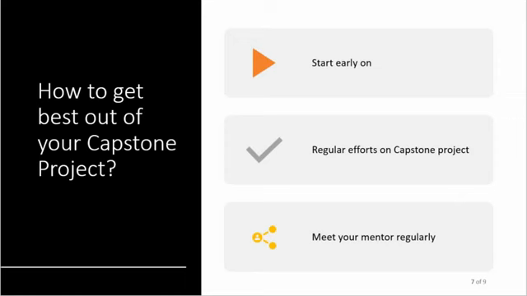And the very important thing, meet your mentor regularly. If possible, you can meet twice a week. Of course, it is difficult because when you meet your mentor, you need to do some work. Only then you can meet your mentor. We will discuss at the end of this tutorial about how you can start your project with a small step now.